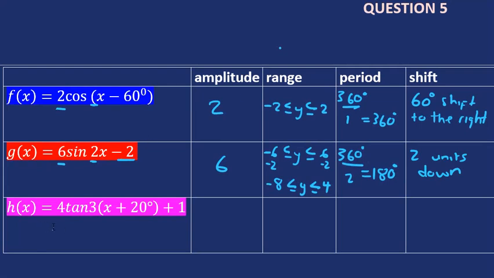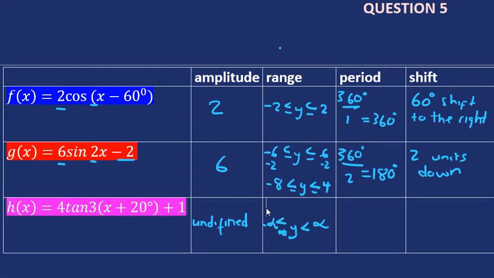Finally, we come to h of x, the tangent function. The amplitude is always undefined. Remember, there's no amplitude for the tangent graph. In fact, the range goes from negative infinity to positive infinity. So there is no amplitude for the tangent graph. It goes from negative infinity to positive infinity.